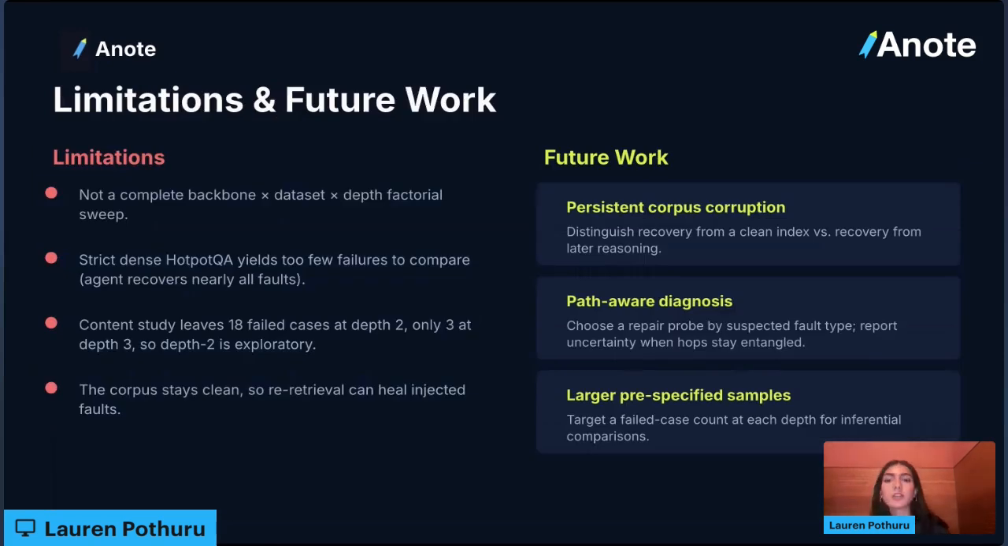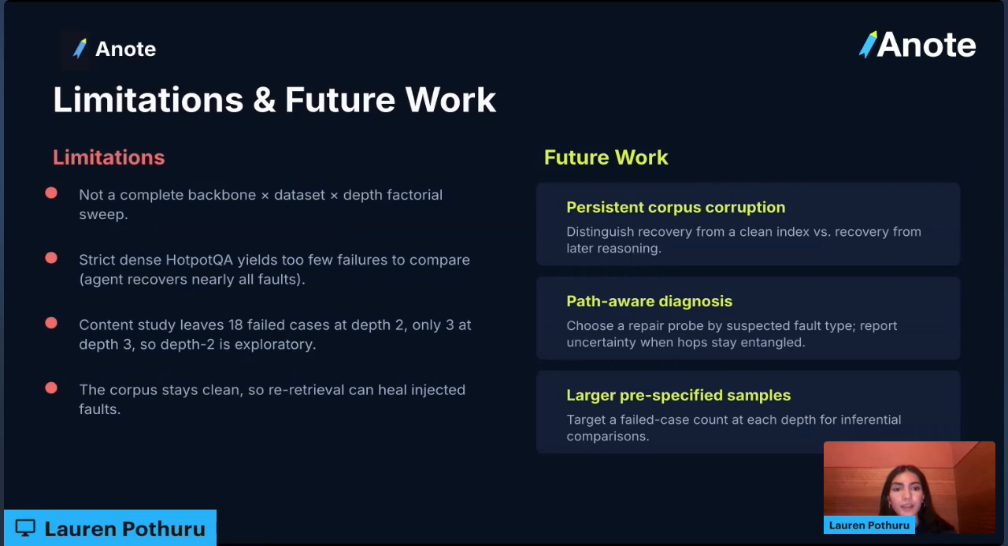And then just briefly touching on limitations and possible follow-ups, I'd like to be upfront about the limits. This isn't a complete sweep over every single backbone, dataset, and depth. So strict, dense HotpotQA gave us too few failures to compare because the agent recovered almost everything. And then there were a couple failed cases at depth 2 and depth 3. So it's hard to make exact causal claims based on the number of failed cases present.